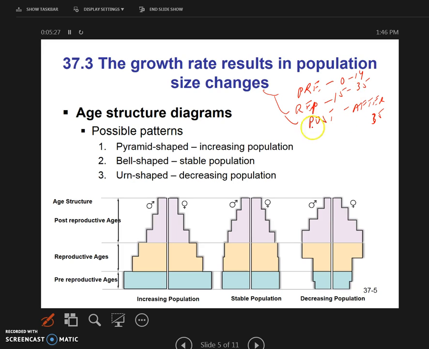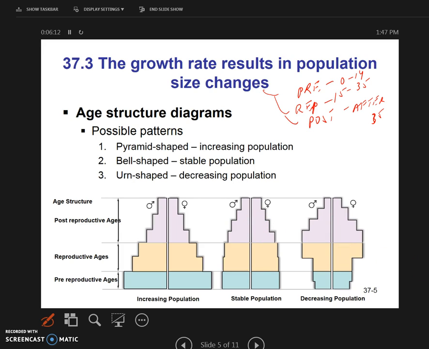So population differs according to what proportion falls in each age group. So here is the pyramid-shaped increasing population. Why is it increasing? Because you are seeing that the maximum number of individuals are in pre-reproductive, and very few in the post-reproductive. So as there are very few people that are dying, the birth rate is much higher than the death rate. All right. Stable population, or the bell-shaped population, the size of the reproductive here equals the pre-reproductive, and the post-reproductive is smallest.